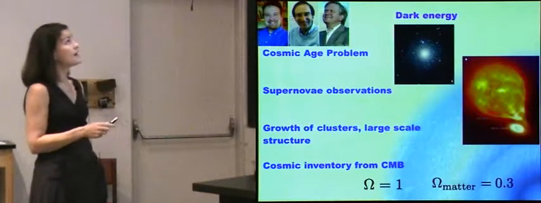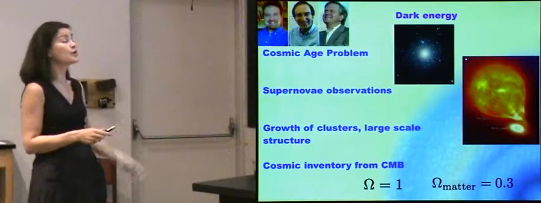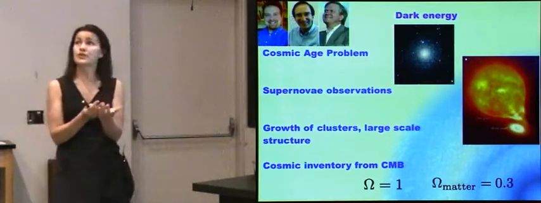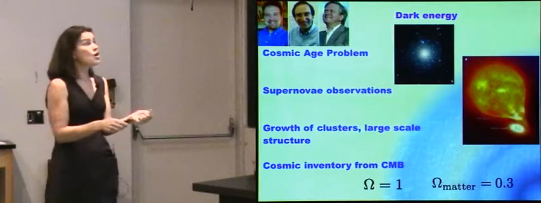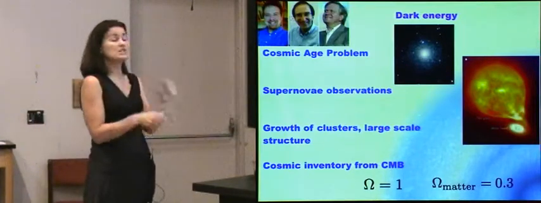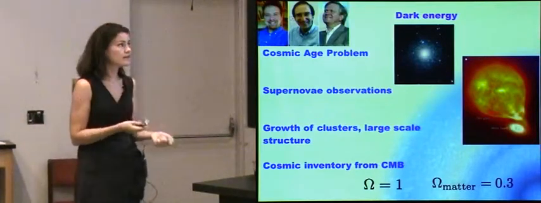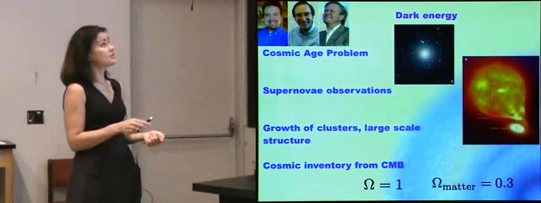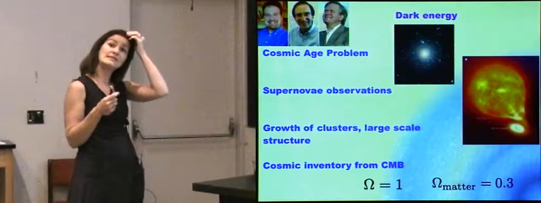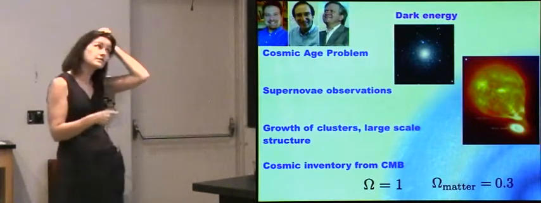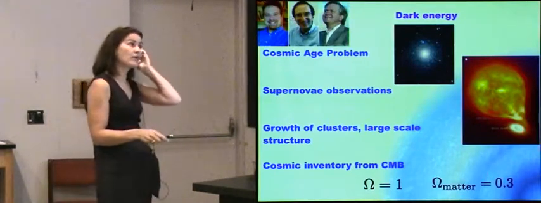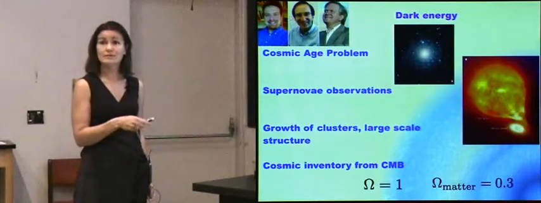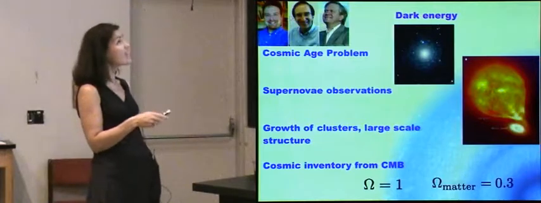We also had evidence from the growth of clusters. So the CMB was telling us that the total cosmic inventory, if we add up all the stuff in the universe, should equal 1, in some units. But what we were finding from the growth of clusters and the large-scale structure, just counting all the stuff that we see and don't see, including the dark matter, was a value of 0.3. So, doing very simple math, we figured out there's a 0.7 missing. And that must be the dark energy.